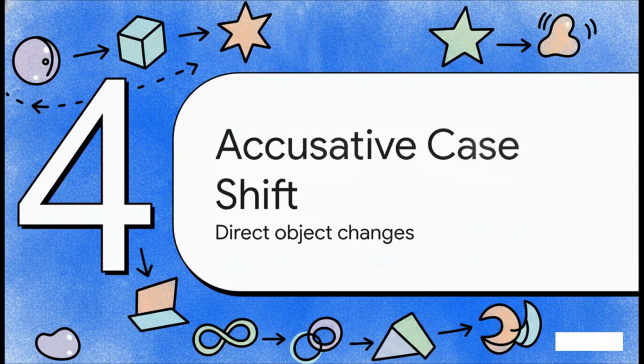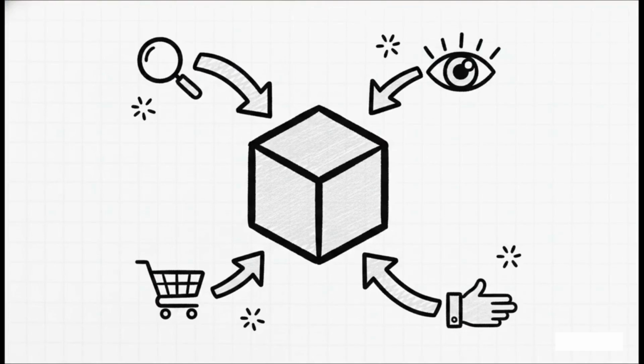Let's step it up. Section 4, the accusative case shift. Direct object changes. Okay, so the accusative case happens when you have a direct object. That's the thing actually receiving an action in your sentence. Here's a super handy cheat sheet of everyday action verbs that trigger the accusative case. Verbs like haben, to have, suchen, to search, sehen, to see, nehmen, to take, kaufen, to buy, brauchen, to need, and finden, to find. If you're doing one of those actions to a thing, that thing shifts into the accusative.